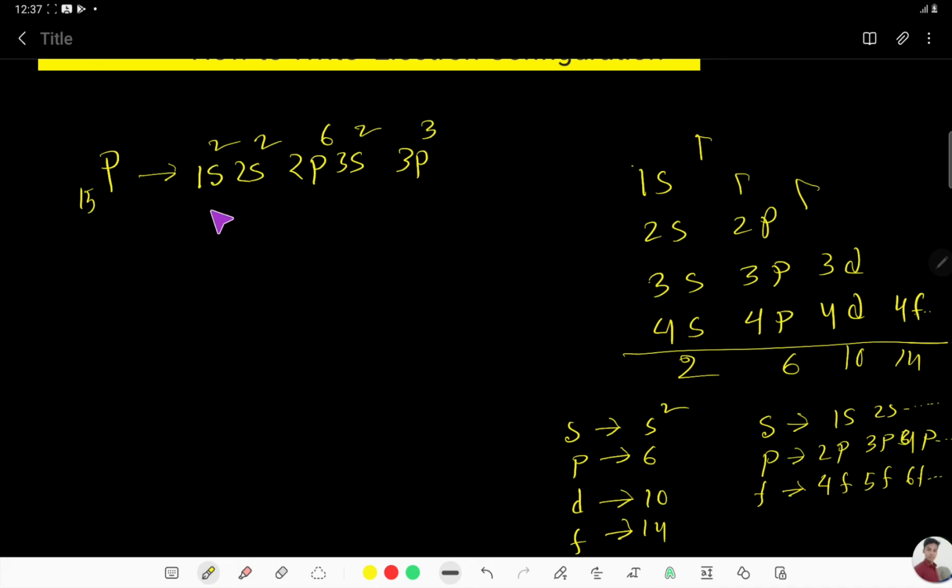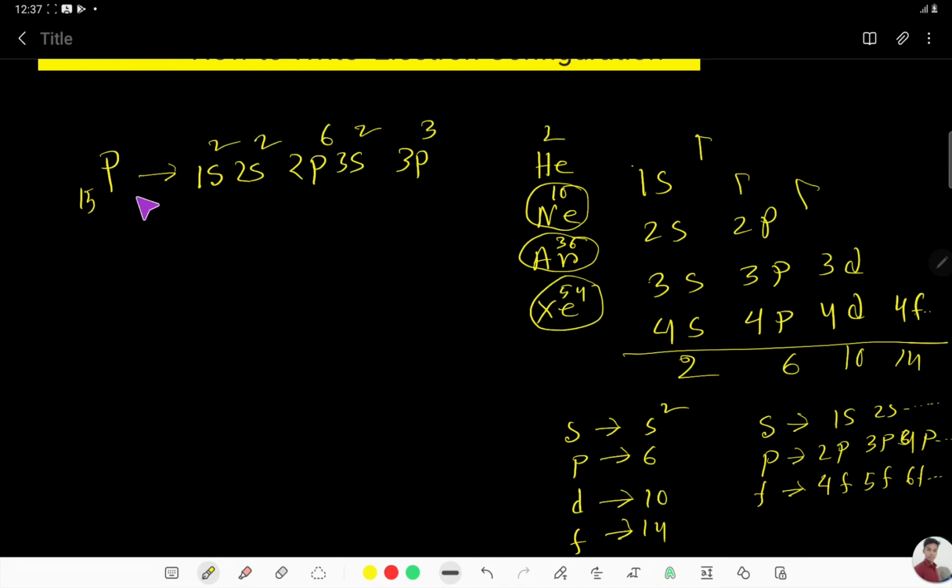So now I will write the electron configuration of phosphorus using noble gas notation. That is, what is the noble gas shorthand electron configuration of phosphorus? You know that in the periodic table, in group 18 you have helium, neon, argon, xenon, right? The atomic number of helium is 2, neon is 10, argon is 18, and xenon is 54.